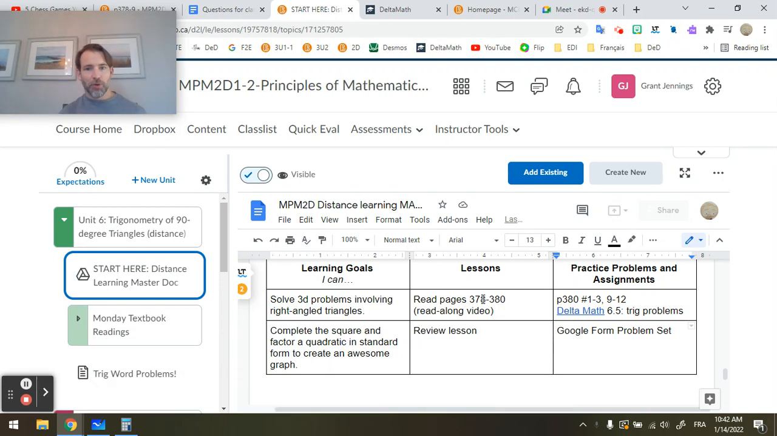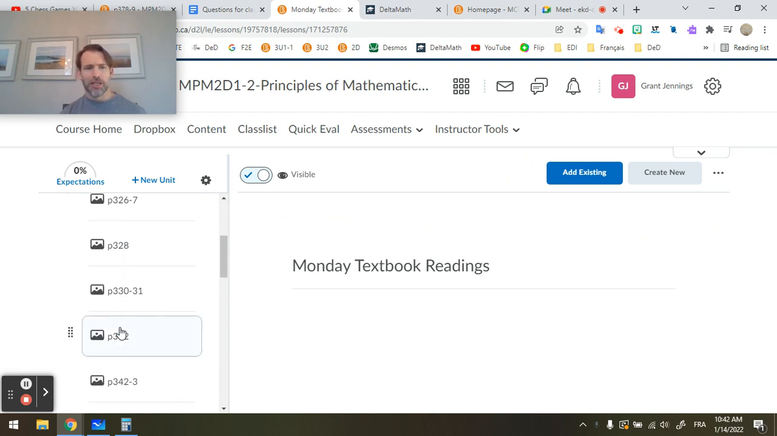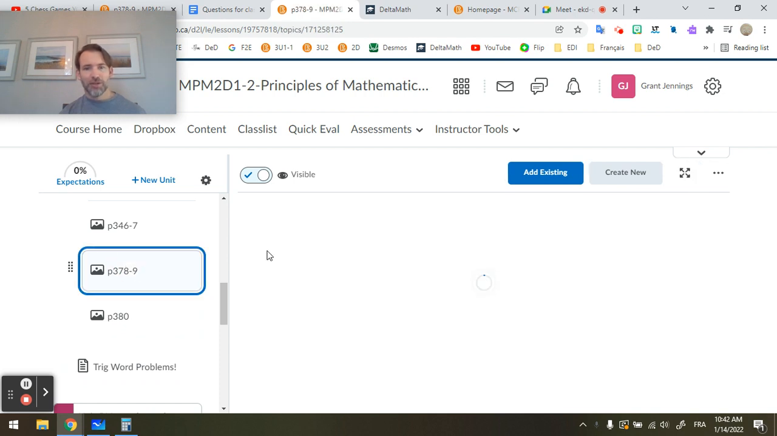So today we're going to be working out of the textbook. There are beautiful diagrams on pages 378 to 380 to look at some three-dimensional problems and some problems with conjoined triangles. You'll find those readings are actually still in here for us as Monday textbook readings. I'll just change that to textbook readings as these last two pages. So let's go ahead and we'll read those together.